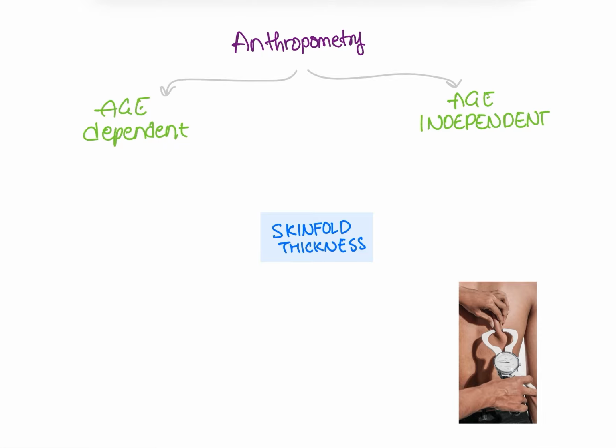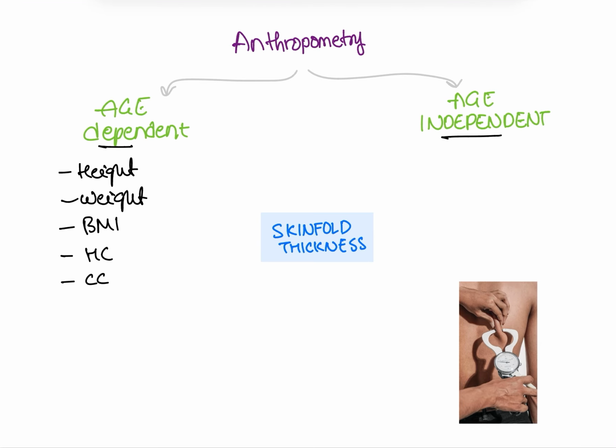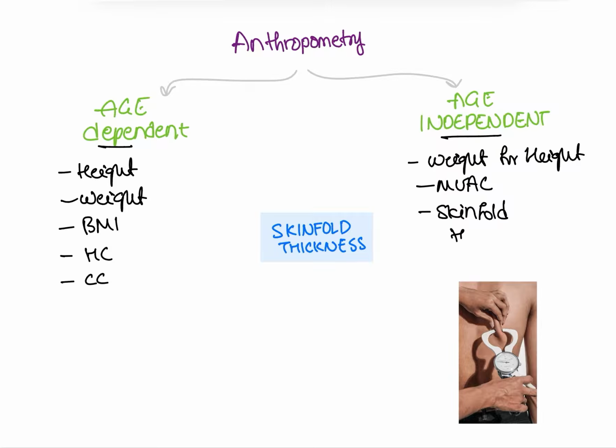Anthropometry is divided into age-dependent and age-independent anthropometry. The age-dependent anthropometry is height, weight, BMI for age, head circumference, and chest circumference. The age-independent anthropometry are weight for height, mid-upper arm circumference, and skin fold thickness. These three are age-independent anthropometry.